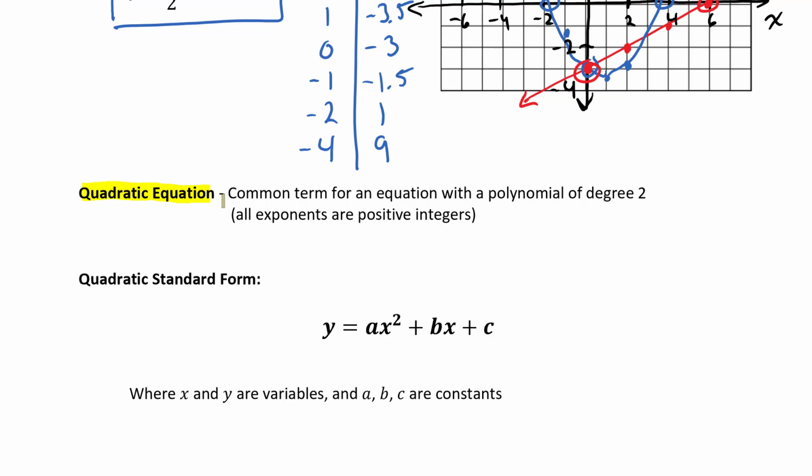Quadratic equation is a common term used for an equation that has a polynomial with a second-degree term. This is the general form of a quadratic equation. So hopefully you see from last time we were factoring trinomials. We have our ax squared plus bx plus c, and now we're making it equal to y. So here we have 2 variables. We have a constant c, and we can have 2 other coefficients on our second degree and our first degree terms.